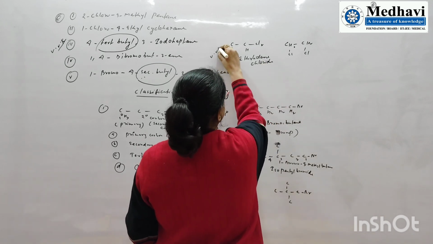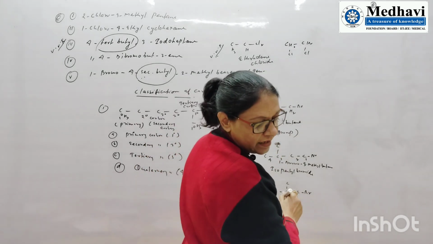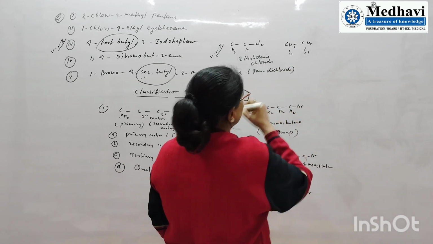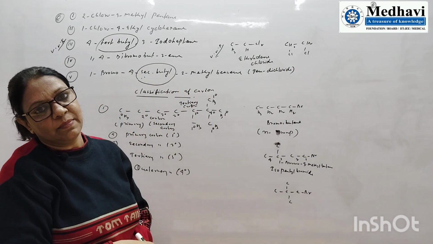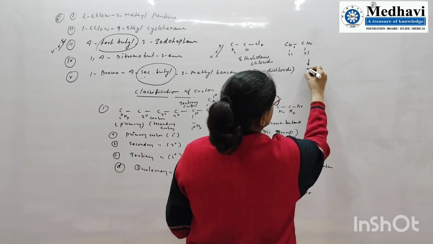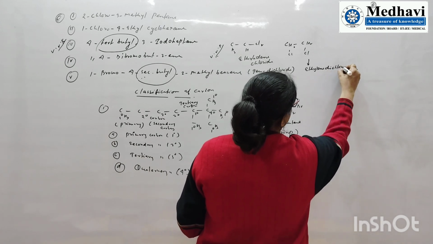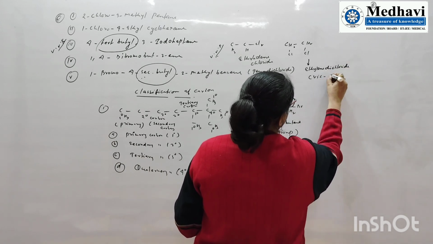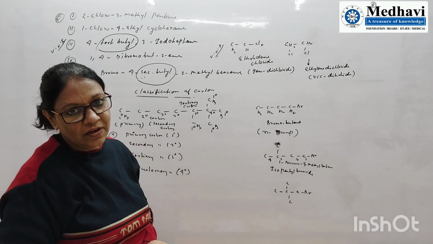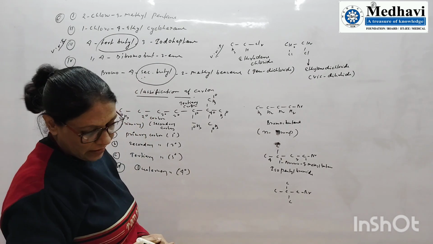This is very, very important. Or it is also called gem dichloride. Gem means two halogen groups on the same carbon. And here the two halogens are on different carbons. It is ethylene dichloride, or it is vic dihalide. So you should have this information before giving the IUPAC name of the given compound.